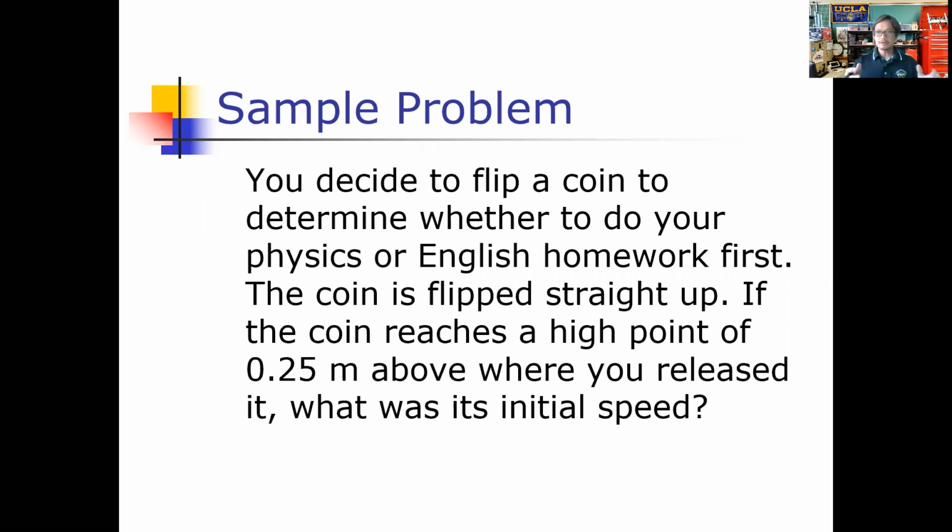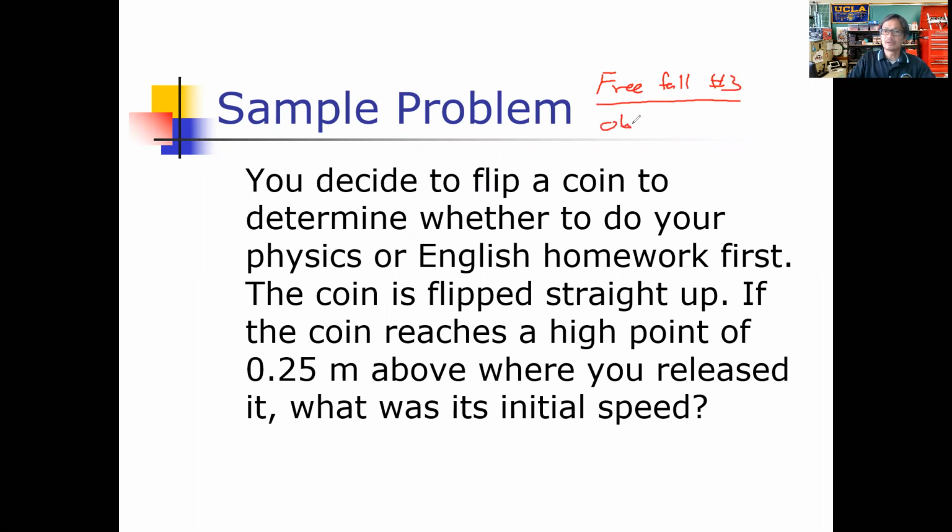Okay, let's see what we have here. We have an object, so our coin is being flipped, which means that we are tossing this coin upward. This is a free fall. This is the third case of free fall. Let me write that in here. This is free fall number 3, which is an object being tossed up. That's what distinguishes free fall number 3.